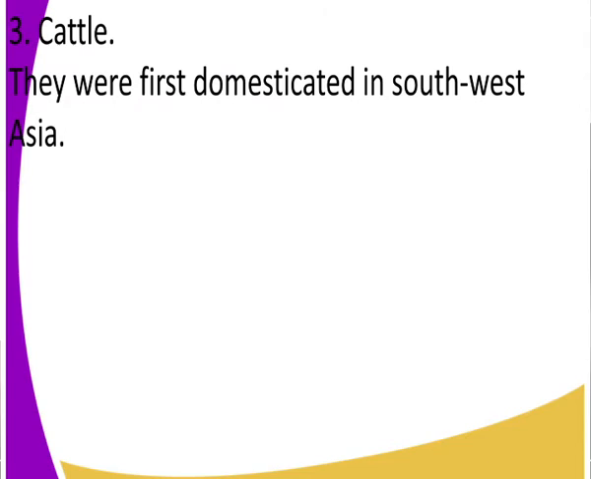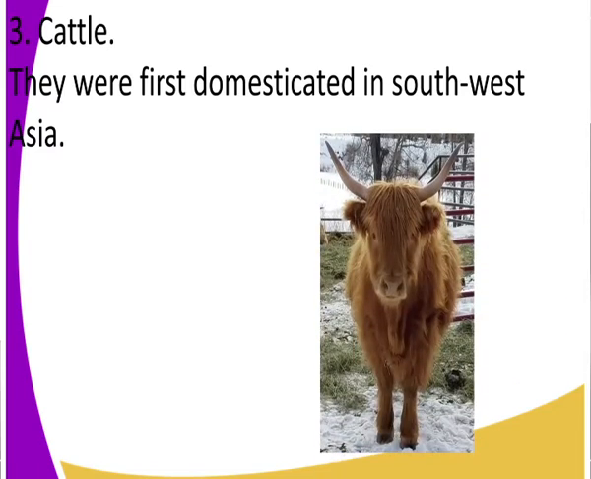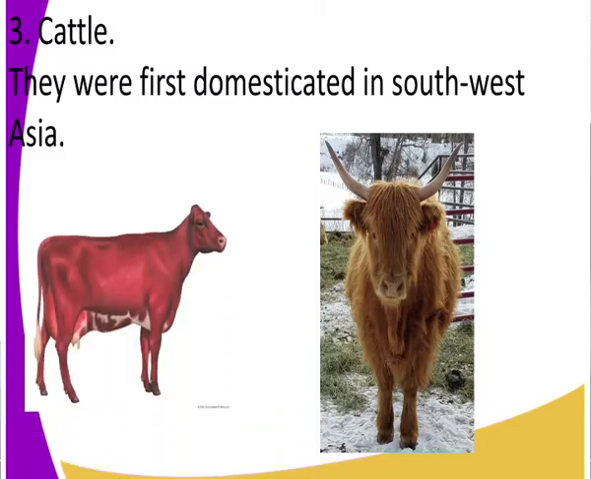Now class, we have another animal that was domesticated by man. We have cattle. They were first domesticated in the southwest of Asia. All these animals, it seems their origin was from Asia. Yes, that's the cow now. Look at the horns. We have two types of cows. Cattle: there is one that has horns, and one that has no horns. Those are the cows that were domesticated by man.